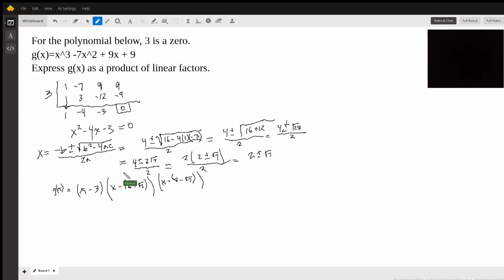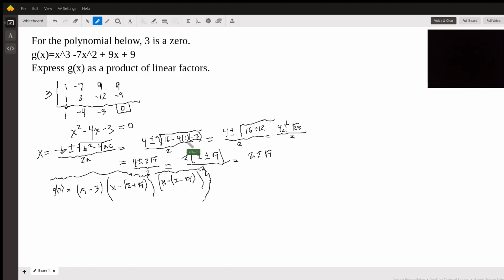I'll put a little box around it. And there it is. Sorry, I just need to clean that up so you can read it. x minus 2 minus root 7. That bracket just got erased by mistake. So there it is. Now it's perfect. 2 plus root 7, 2 minus root 7, and 3 are the zeros. So that's the end of that.